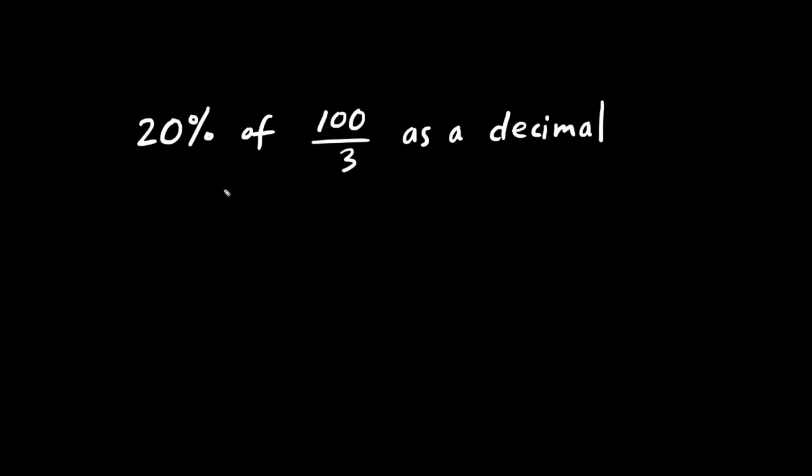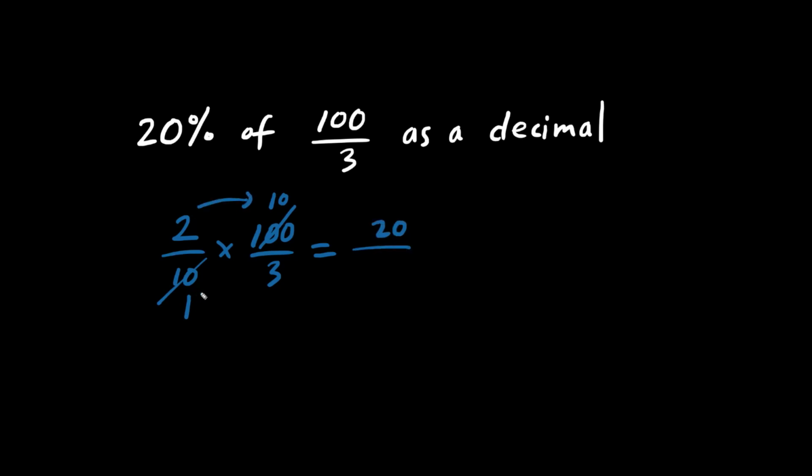Let's express 20% of 100 over 3 as a decimal number. Now 20% is 2 out of 10, and in math the word "of" means multiplied. We copy down the fraction 100 over 3, and we can simplify this. Dividing top and bottom by 10, we get 10 and 1. 2 times 10 multiplying across is 20, and 1 times 3 is 3. So we have 20 over 3.